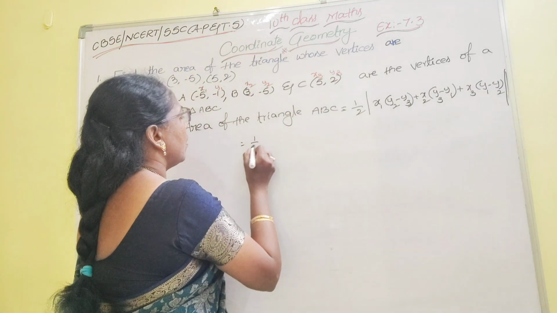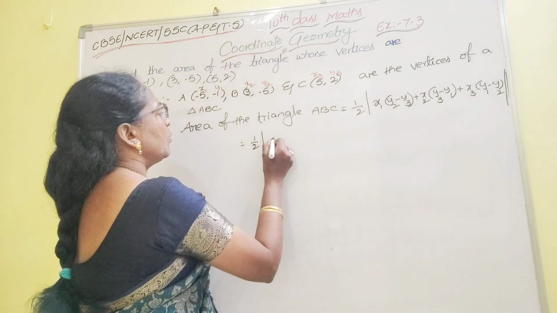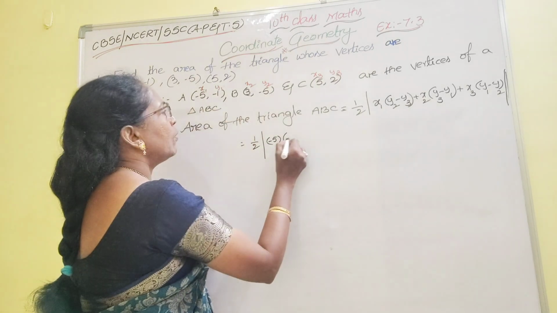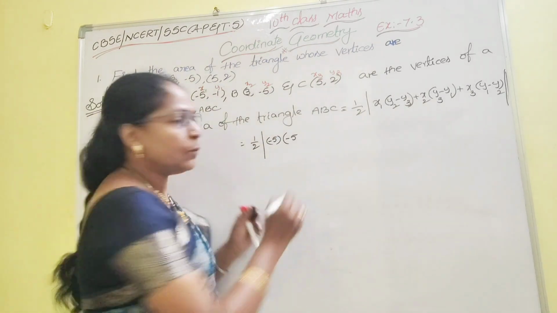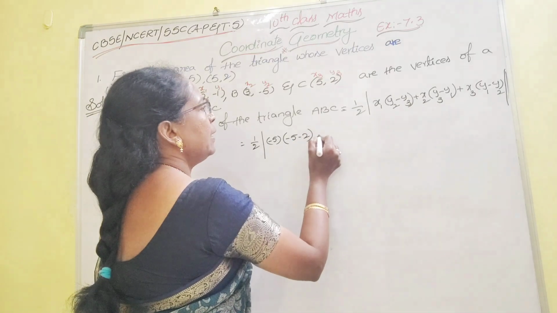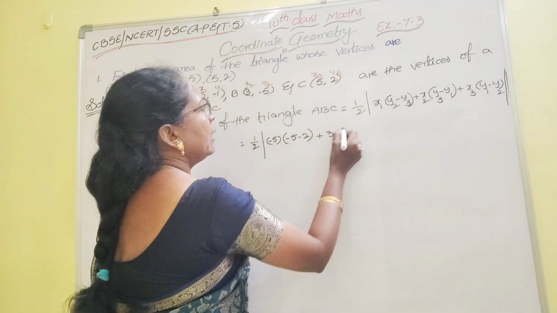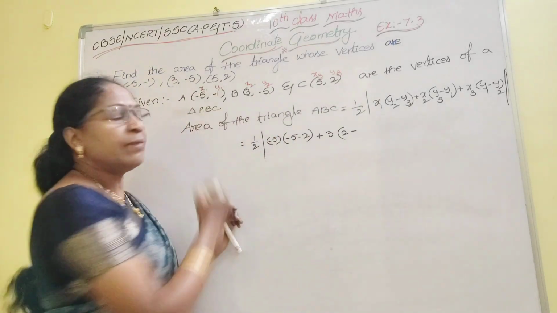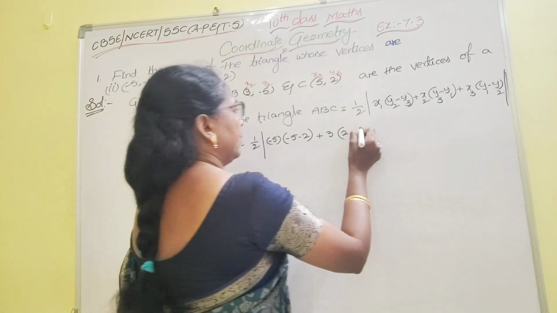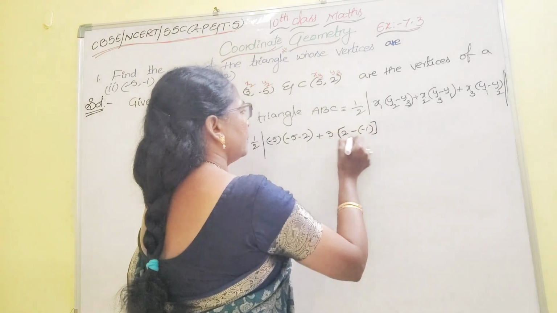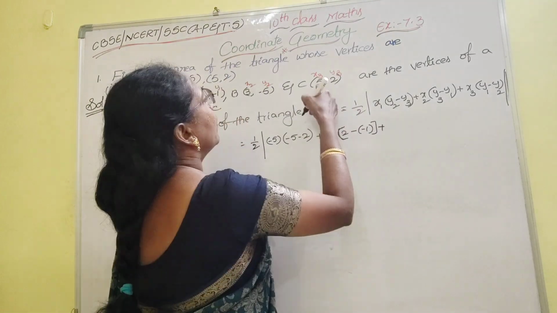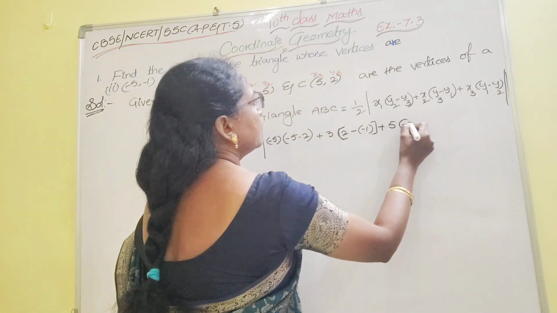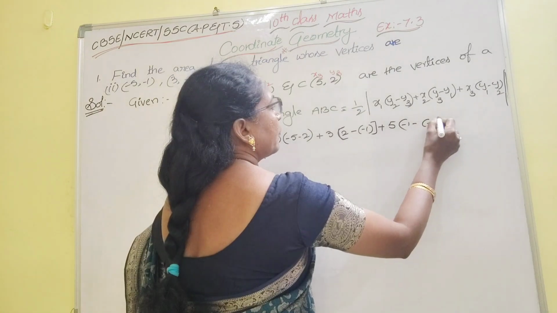So that equals half modulus of, where x1 equals minus 5, keep in the bracket x1 into (y2 minus y3), where y2 equals minus 5 and y3 equals 2. So y2 minus y3, plus x2 equals 3 into (y3 minus y1), y3 equals 2 minus where y1 equals minus 1. So keep in bracket. Now plus x3, x3 means 5 into (y1 minus y2), minus 1 minus of minus 5.